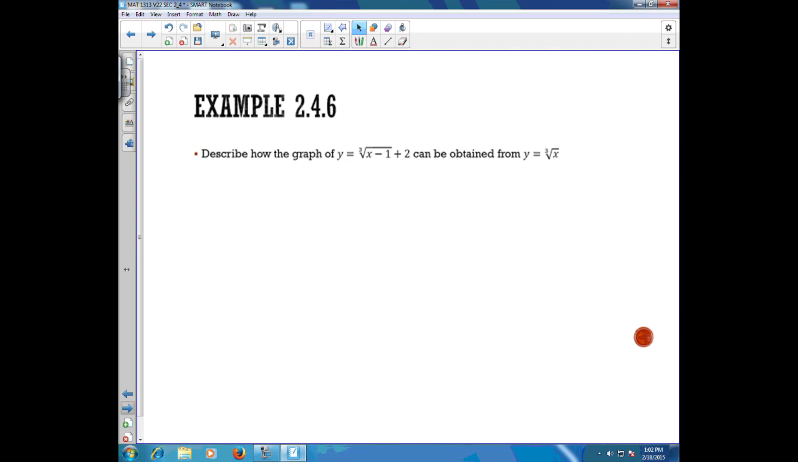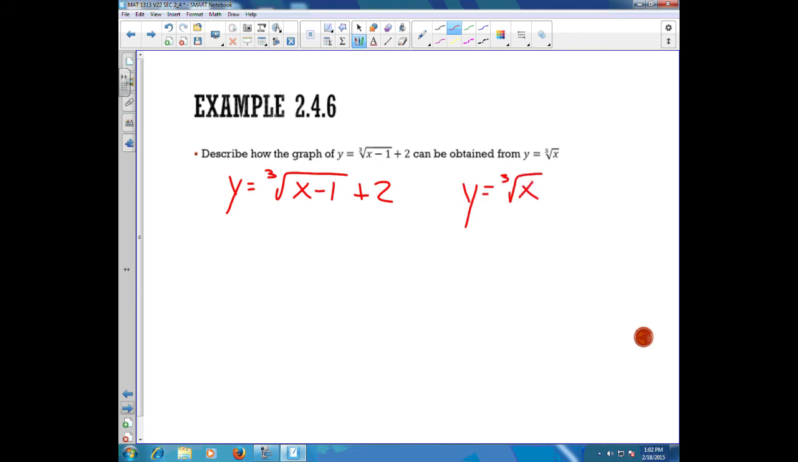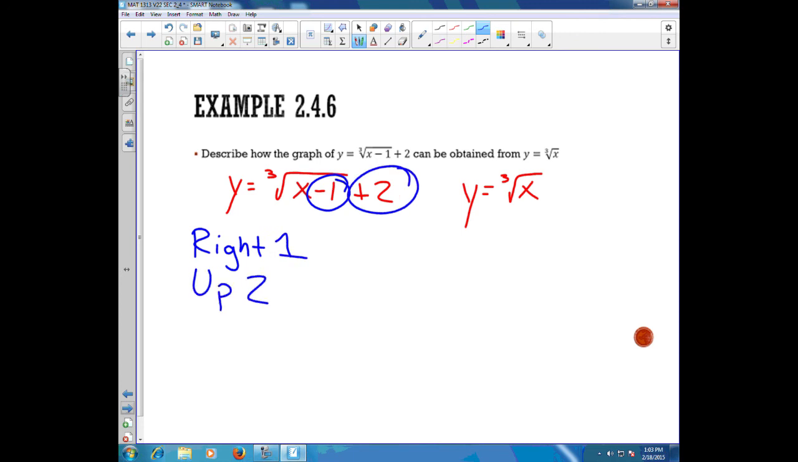So we want to be able to describe how the graph of y equals the cube root of (x minus 1) plus 2 can be obtained from just y equals the cube root of x. Well, here it's just asking for directions. The minus 1 inside the function is going to tell us to go to the right 1. The plus 2 on the outside of the function is going to tell us to go up 2. So the new graph would be the same as y equals the cube root of x, except shifted to the right 1 unit and up 2 units.